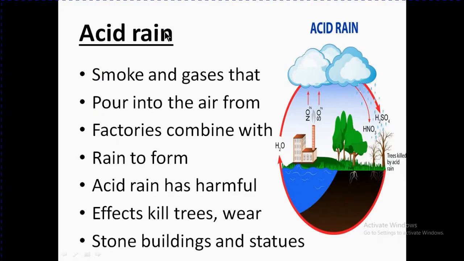Acid rain. Smoke and gases that pour into the air from factories combine with rain to form acid rain. It has harmful effects like killing trees and damaging stone buildings and statues. So these chemicals that escape from the chimneys of the factories go into the air and combine with rainwater and convert into acid rain. That kills the trees and also damages different types of buildings, their paints, their color, and also the statues that are old ones.